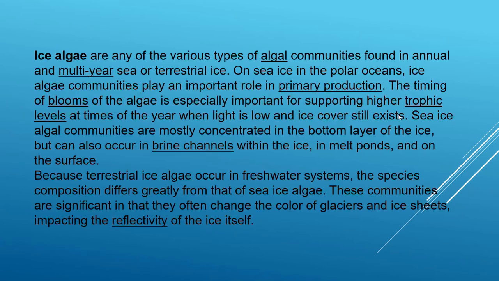So here we go. Ice algae are any of the various types of algal communities found in annual and multi-year sea or terrestrial ice. On sea ice in the polar oceans, ice algae communities play an important role in primary production. You've heard me talk about ice edge productivity effects, that when the sea ice begins to melt, it creates a little stratification. I'll be discussing this in more detail later on in this presentation.